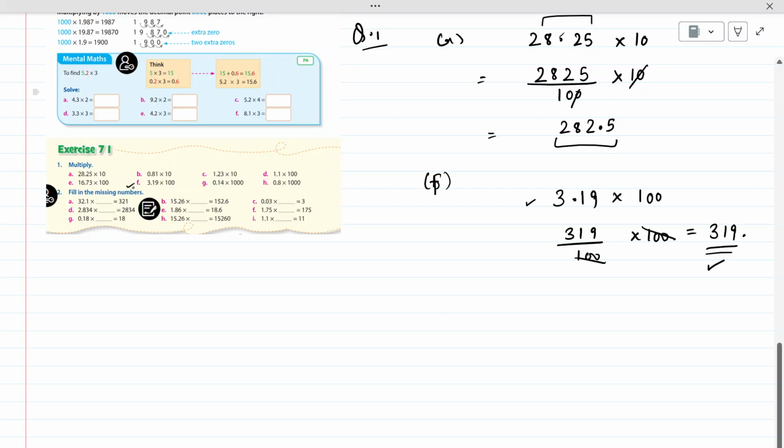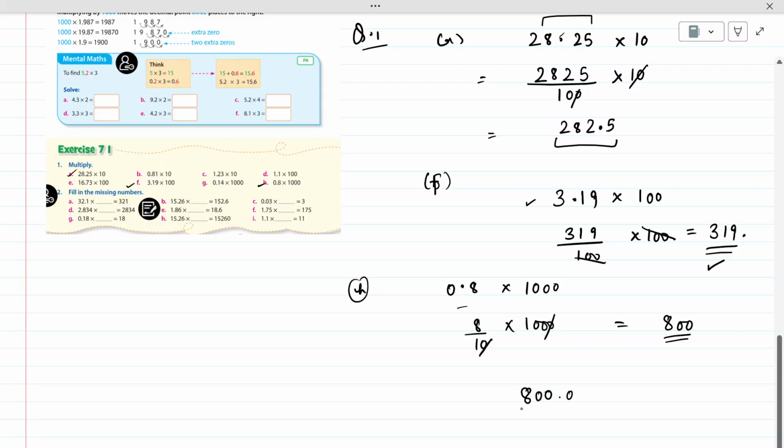Okay, so for this I am taking question number H. In question number H, we have 0.8 multiplied by 1000. We can write this as 8 by 10 and then multiplying this with 1000. The 10 is cancelled. Multiply these two, we are getting 800. Again, the same thing. This point has been moved three places right. Where 8 is the first place, second place is 0, third place is 0.